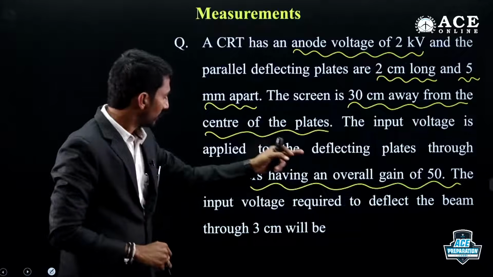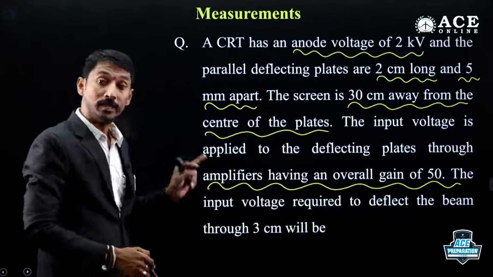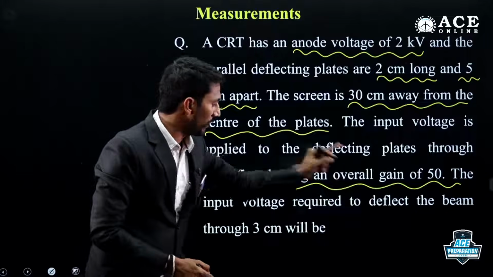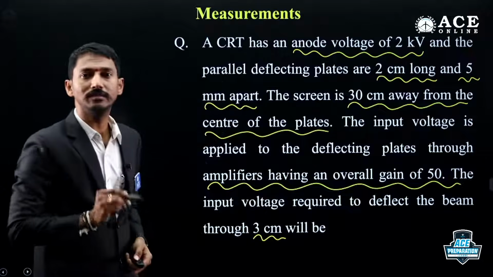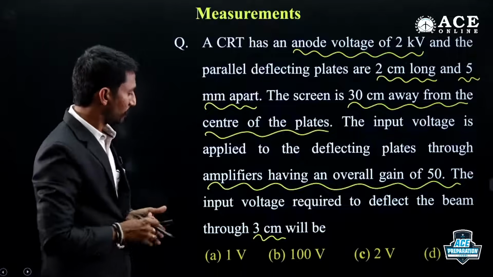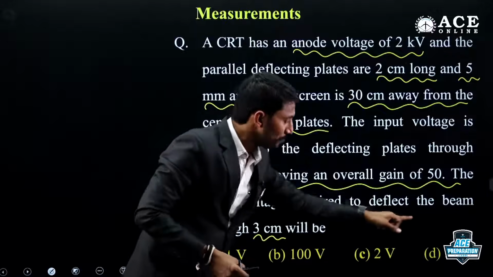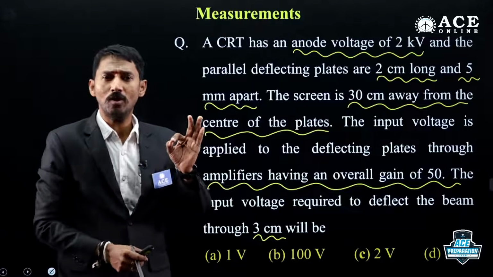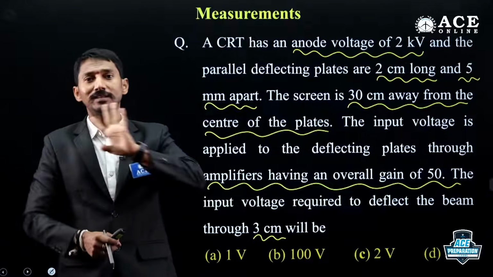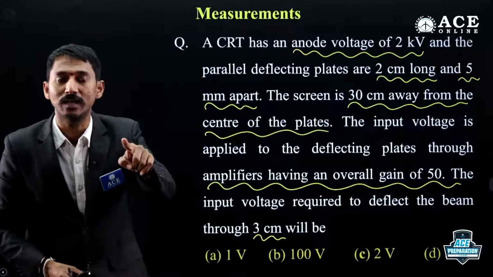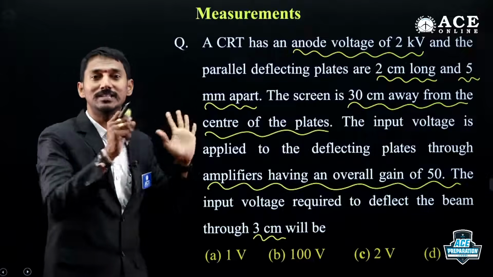Very important. The input voltage required to deflect the beam through the 3 centimeter will be? He is asking that. But if you see the options, 1 volt, 100 volt, 2 volt, 50. Suppose if you are observing the options without completing the solution, there is a chance of selecting the wrong option. That is the problem with these types of questions.